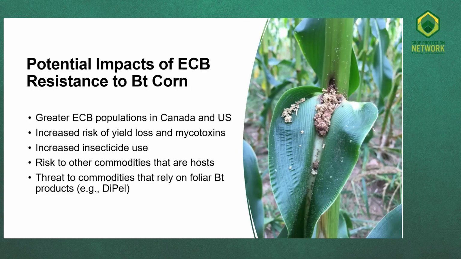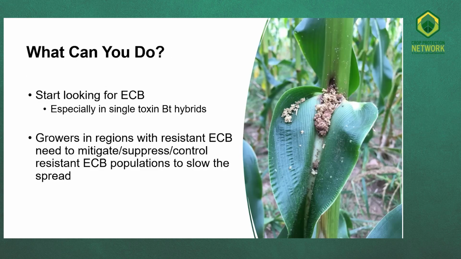So what do we recommend growers do at this point in time? Well, we wanted to bring this topic to your attention because it's kind of an important one to keep a lookout for. We want you to start looking for European corn borer again, especially in single toxin BT hybrids. There shouldn't be very many of those out in the marketplace. Probably the majority of hybrids we're growing are pyramid hybrids, so the risk of seeing any corn borer injury to those is a lot lower.